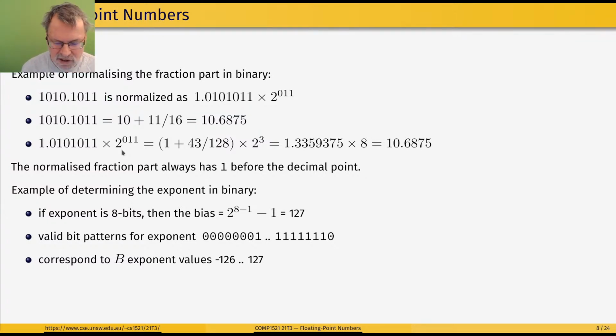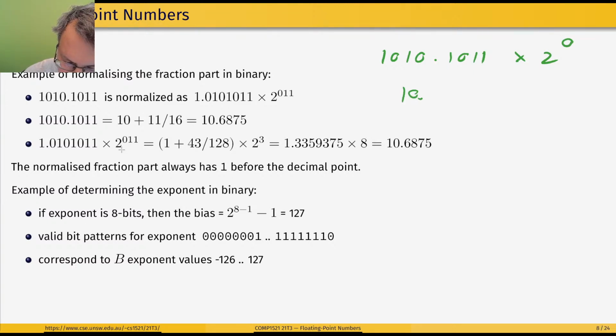There are a few ways we could write that in pseudoscientific notation. We could write it as 1010.1011 times 2 to the 0. We could write it as 10.101011 times 2 to the 2, and so on. Now, it's not nice to have multiple representations.